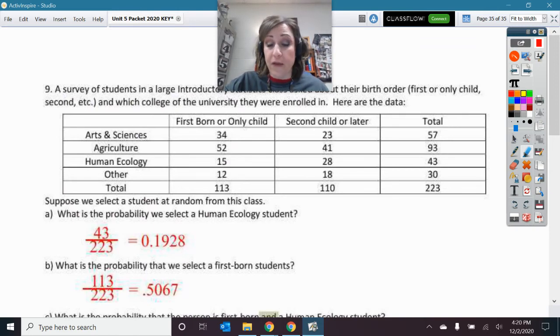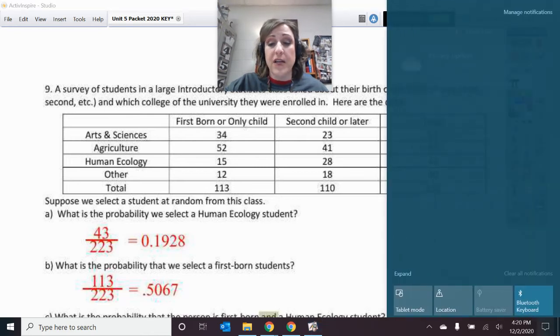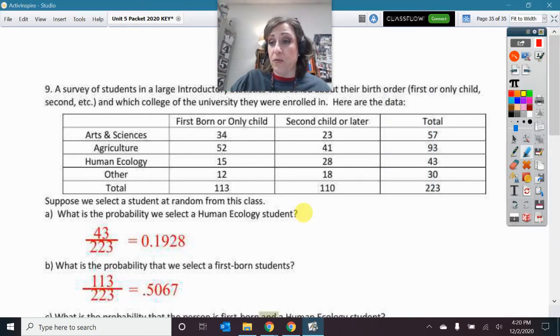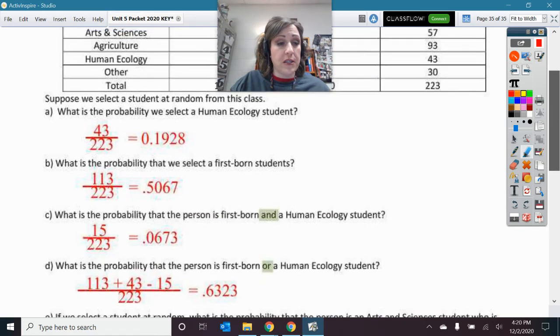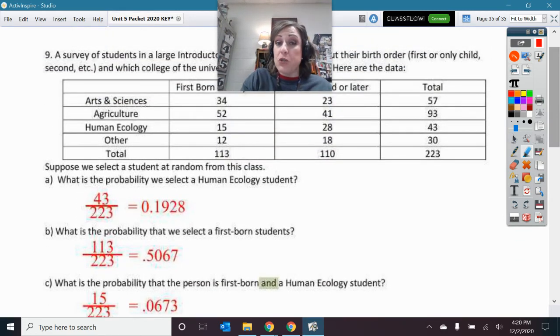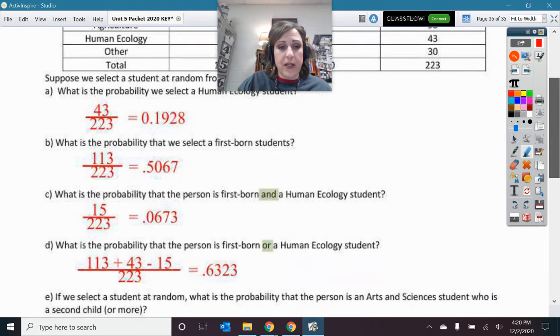So we're going to want to be careful on how we read our table of values. So what's the probability we select human ecology? There is that one. So we're picking out of all of the students, human ecology, out of all of those students. We select a firstborn. So that's out of all of them. Firstborns were 113 out of the 223.